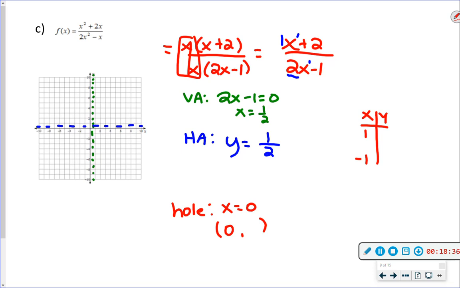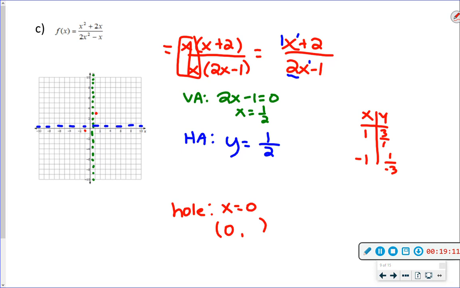So again, you can get the T-chart off the calculator. I'm going to put 1 in. 1 plus 2 is 3. 2 times 1, minus 1 is 1. So I have the point (1, 3). I'll use that to draw the curve. Okay. I'm going to put -1 in for x. -1 plus 2 is 1. 2 times -1 is -2, minus 1 is -3. So -1, -1/3. All these fractions, I'm real excited about it.